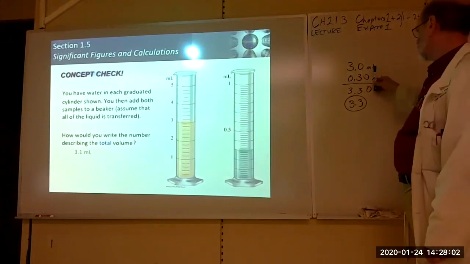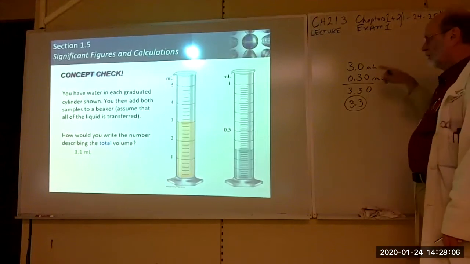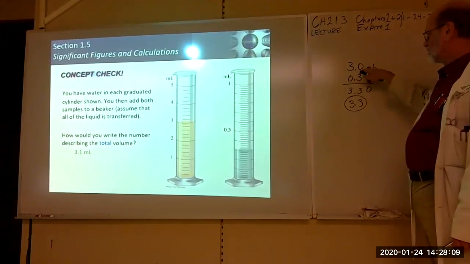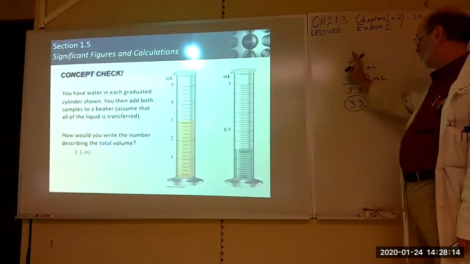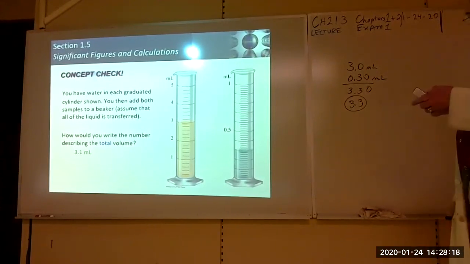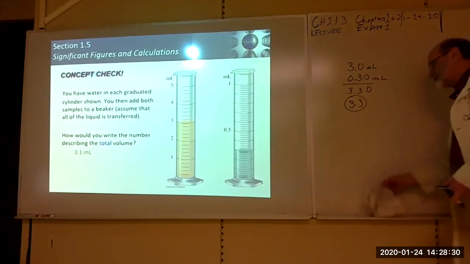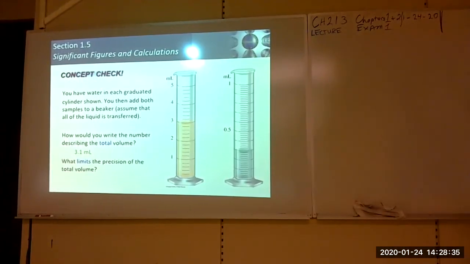Did I do that wrong? Oh, I know what happened. I put in this 0 here. If I'd have left that out, then we would have had to actually say 3.0 rather than 3.1. I need to fix that slide. The point is, your measurement is only as good as your least accurate device. Okay, moving on.